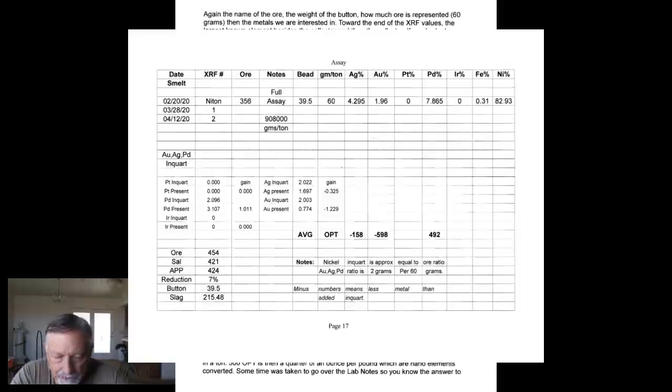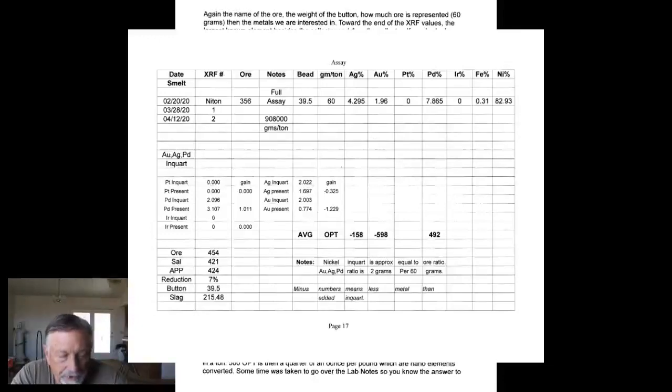Next is where the palladium in-quarts are transferred to the page from the flux sheets. So in this case, we put in 2.096 grams of palladium, and the button has 3.107 grams, or a 1 gram gain. Most of you know this, but when converting percent to a decimal, one moves the decimal place 2 places to the left. 4.295% is, as a decimal, 0.04295. Then when you look at the in-quart versus what is present in the button, one can calculate the gain or loss. This is your assay.